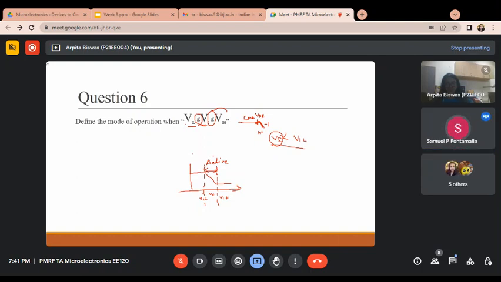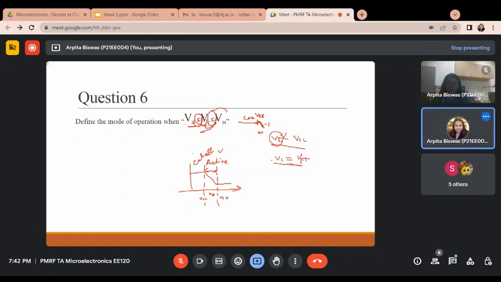Active region, ma'am. Then it is in cutoff region. Cutoff region, madam, less than. Yes. And if VI is equal to VIH, which region? Active region, ma'am. Yes, it is in active. Equal to or less than, see the symbol, and here equal to or greater than. Then in both cases the BJT is in active.